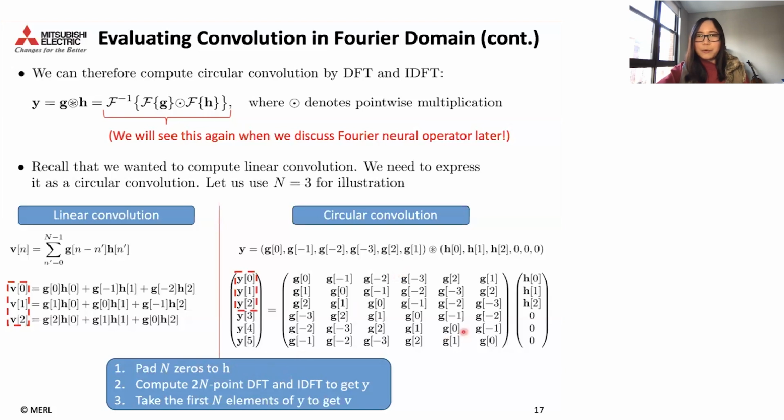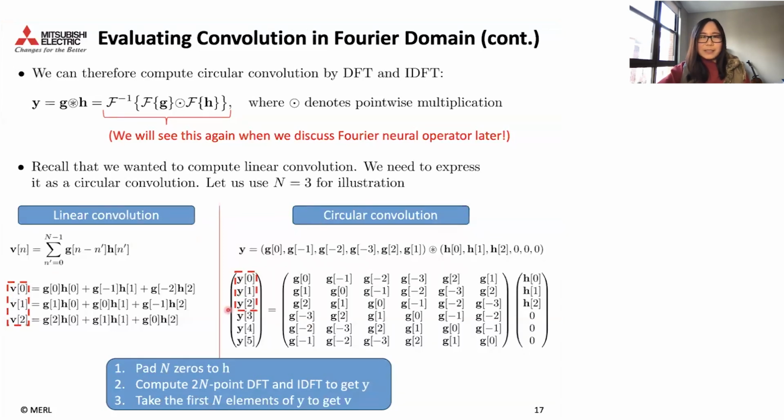The procedure is usually we pad n zeros to h, and then instead of doing n-point DFT, we do 2n-point DFT and IDFT. And then once we have the y, we just truncate, or extract the first n points, and this will be our solution for v. Because if you evaluate these inner products, you will see that the first n points of y is exactly the v, which is what we actually want.